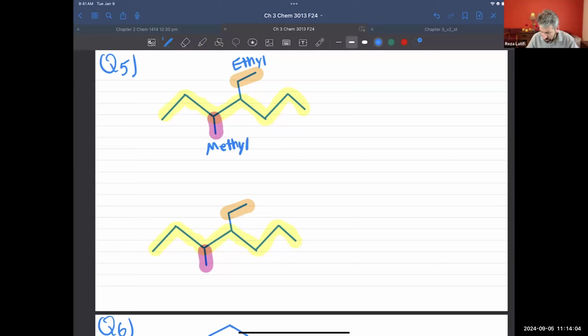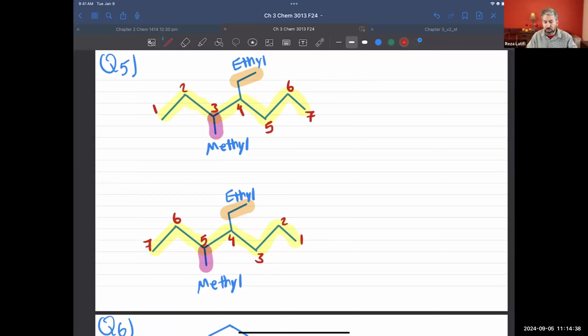Okay, so this is ethyl, and this one is methyl. I can start labeling 1, 2, 3, 4, 5, 6, 7, or I can start from here, 1, 2, 3, 4, 5, 6, 7. Look at the ethyl. In both cases it has number 4, so it's not changing anything. But the methyl in one case is a 3, and in the second one it is a 5.